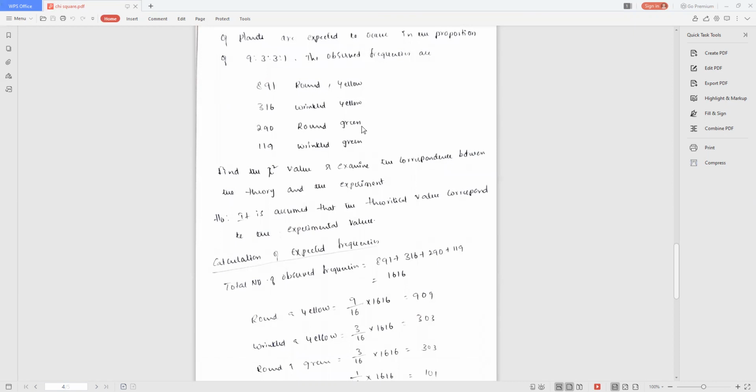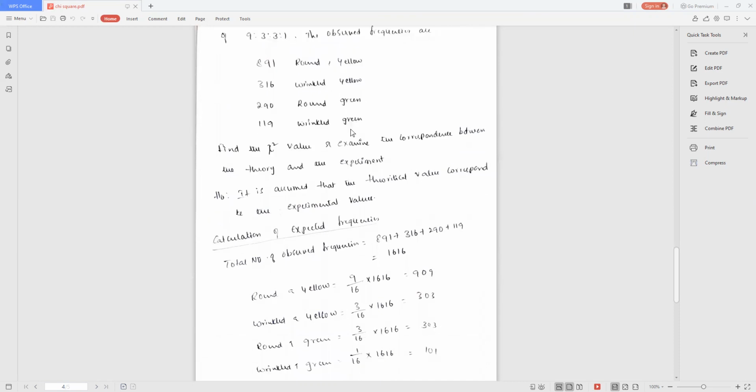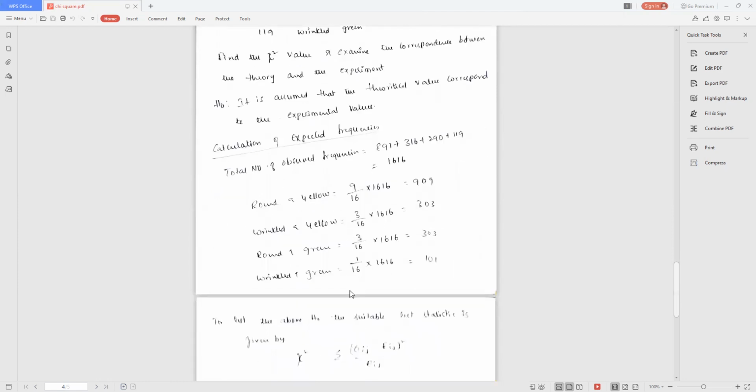The third one is round green, the ratio is 3, again 3 by 16 into 1616, you will get 303. And finally for wrinkled green, the ratio is only 1, so 1 by 16 into 1616, you will get 101. So we have calculated the expected frequencies, and these are the observed frequencies.